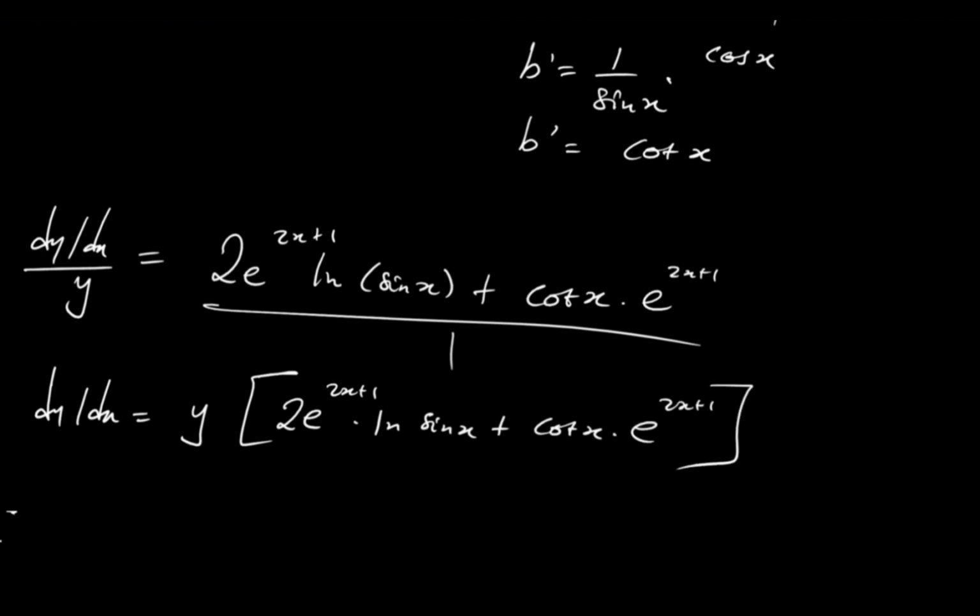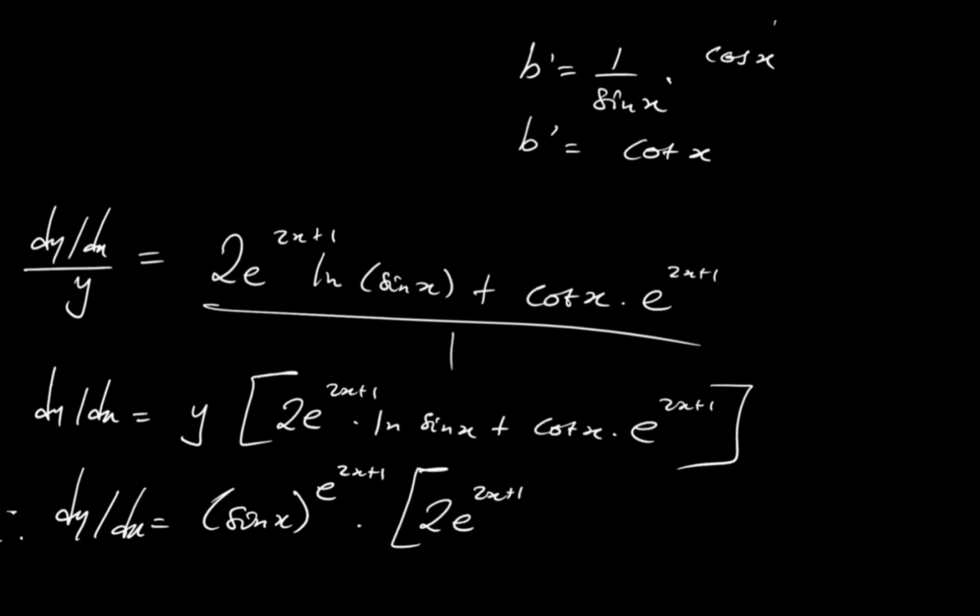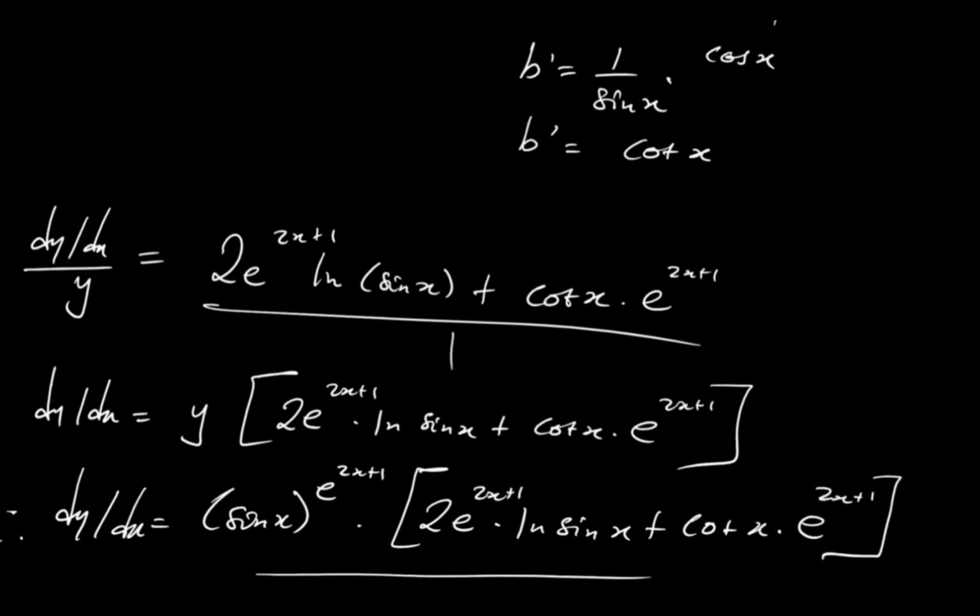Then substitute for y, dy over dx. Remember, the value of y was sine x to the e raised to 2x plus 1. And this is multiplied by 2e to the 2x plus 1 times ln sine x plus cot x times e to the 2x plus 1. So this is your final answer. Alright, so to get a hang of this, all you have to do is just practice the examples over and over again, and you get a hang of it.